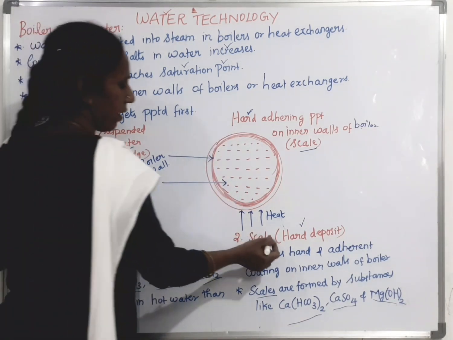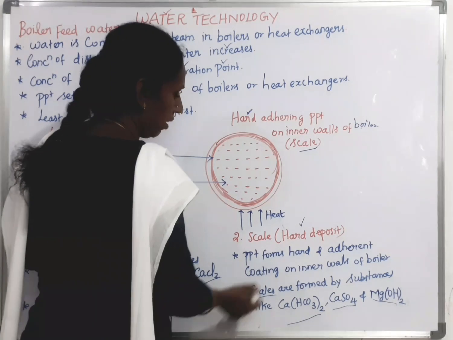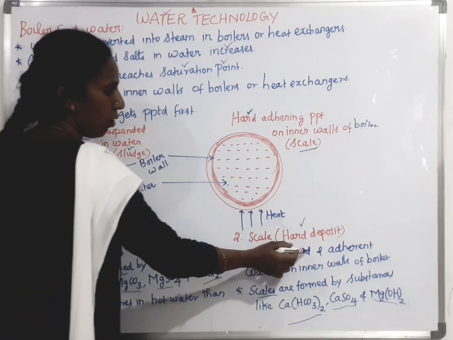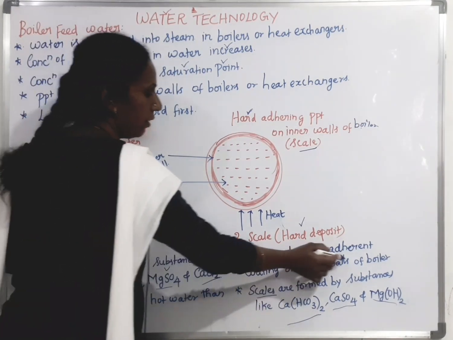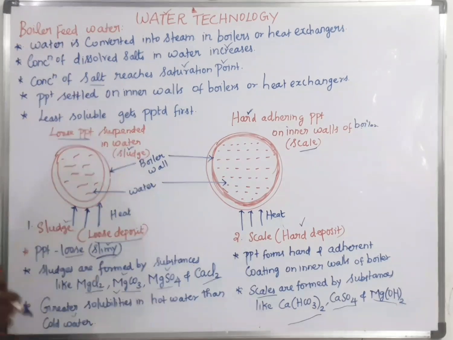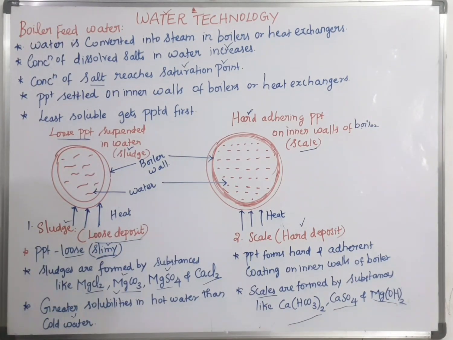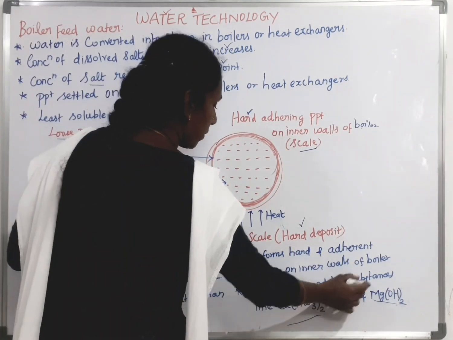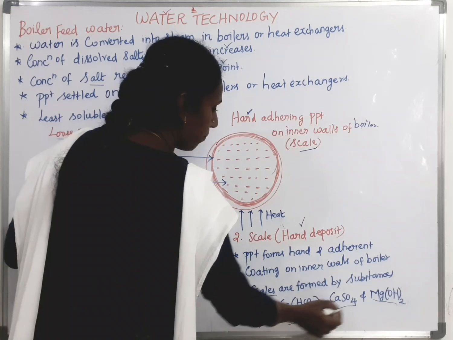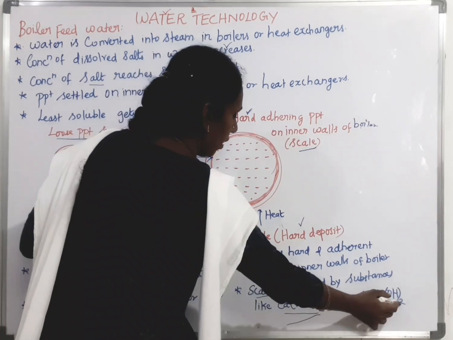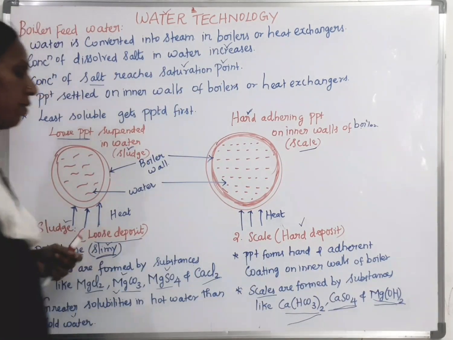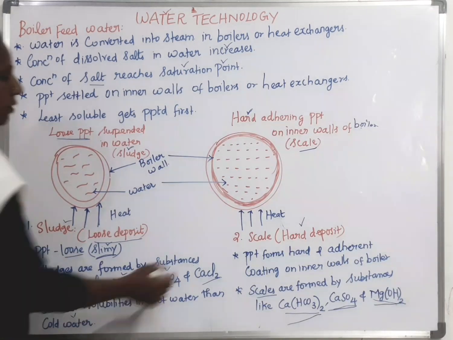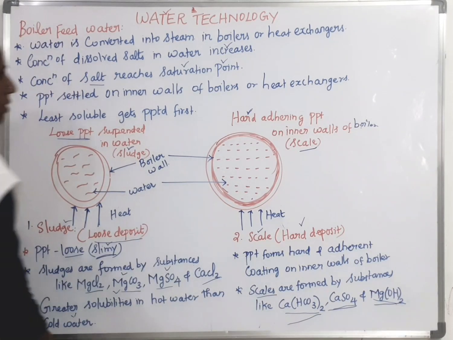Let us see about the scale, which is a hard deposit. The precipitate forms a hard and adherent coating on the inner walls of the boiler. On the inner wall of the boiler, there is a precipitate which gets deposited. Scales are formed by substances like bicarbonates of calcium, sulfates of calcium, and hydroxides of magnesium. So this is about the scale.